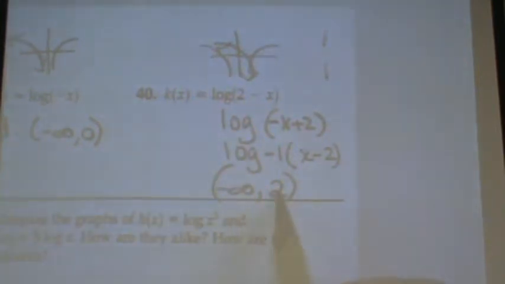So you're flipping it over the y-axis, and you're moving your graph 2 units to the right. So it's shifted this way. First you're going to reflect it, and then you're going to shift it 2 units right. So it's going to be this way. So your domain is -∞ all the way to 2.